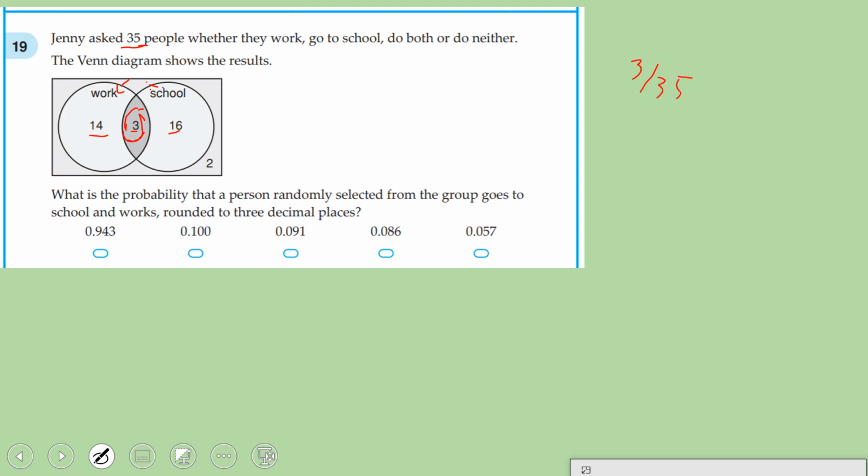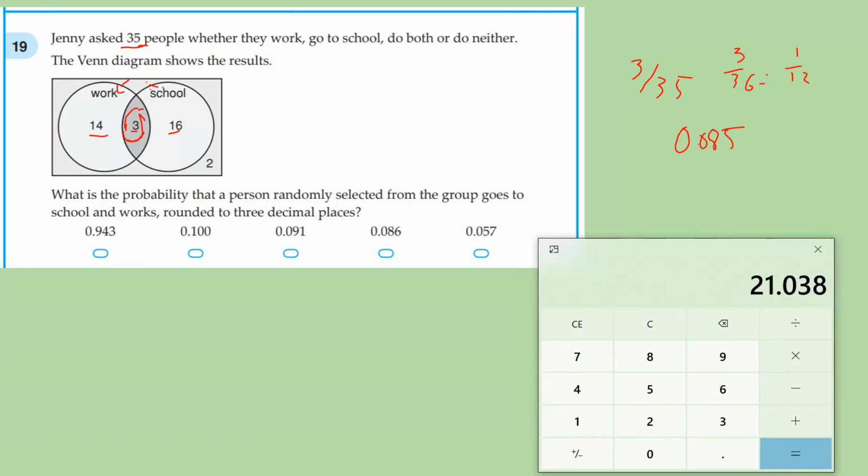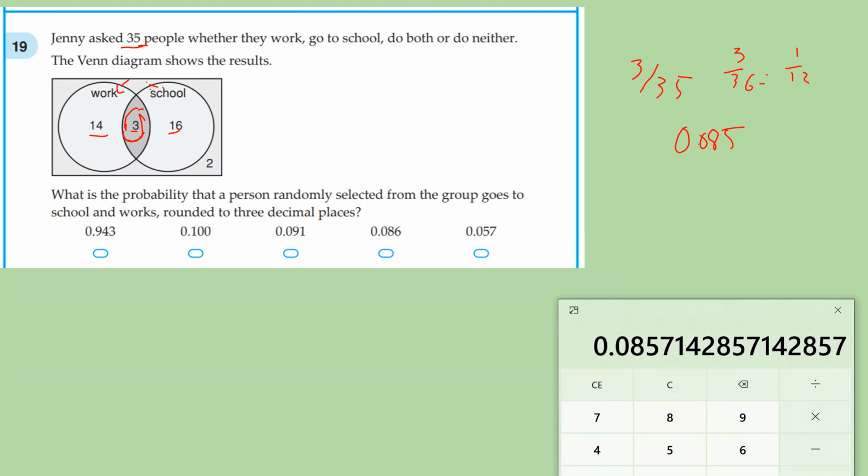So you can put that into your calculator. I know that 3 out of 36 equals 1/12. So we're going slightly more than 1/12. And I know that 1/12 is, I think, 0.085. So it's got to be a little bit bigger than that, but let's use the calculator to figure it out. 3 divided by 35. 0.0857. When that obviously can round up to 0.086. So that's that one there.